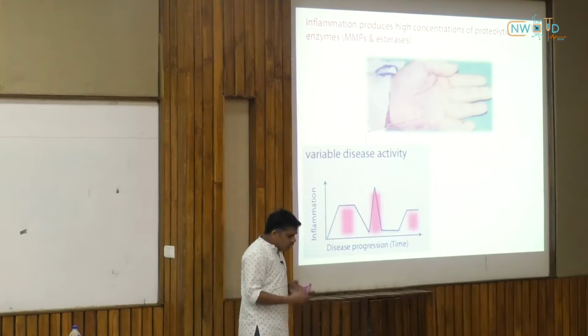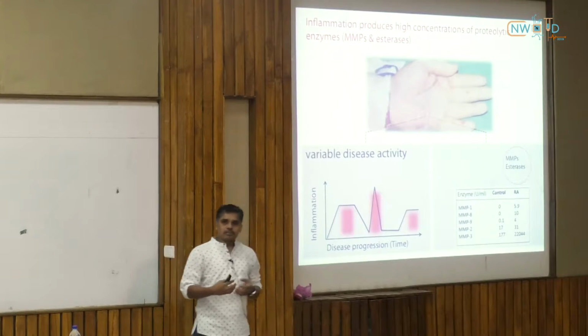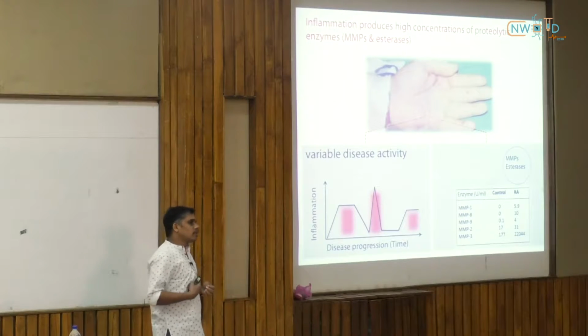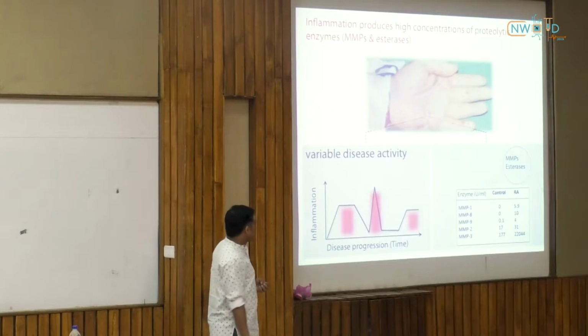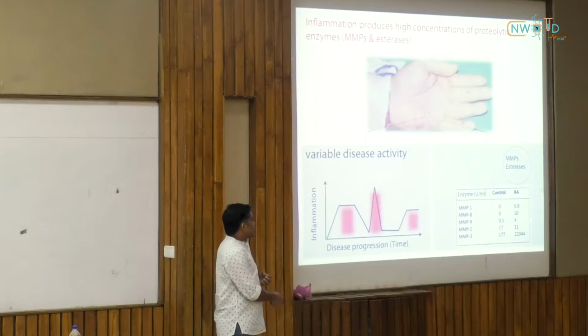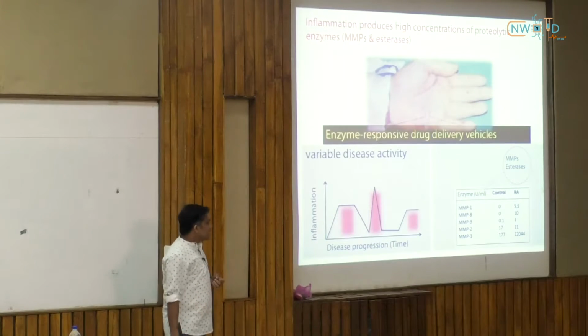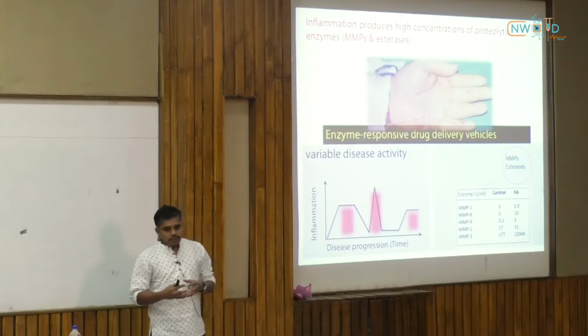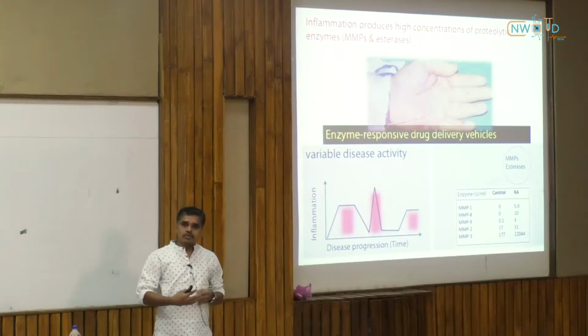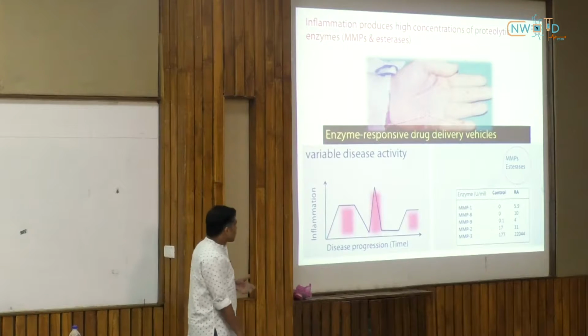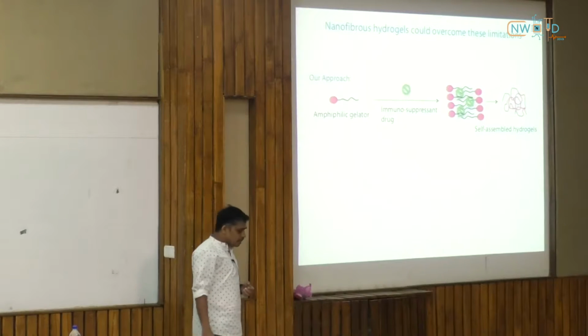People have done a lot of work to identify biomarkers specific to inflammation, and people have shown that proteolytic enzymes such as MMPs and other enzymes are overexpressed significantly higher compared to healthy conditions. So then the idea is, if you can develop systems which are responsive to these enzymes, we could produce a disease-responsive drug delivery system. That's the overall concept we are developing.